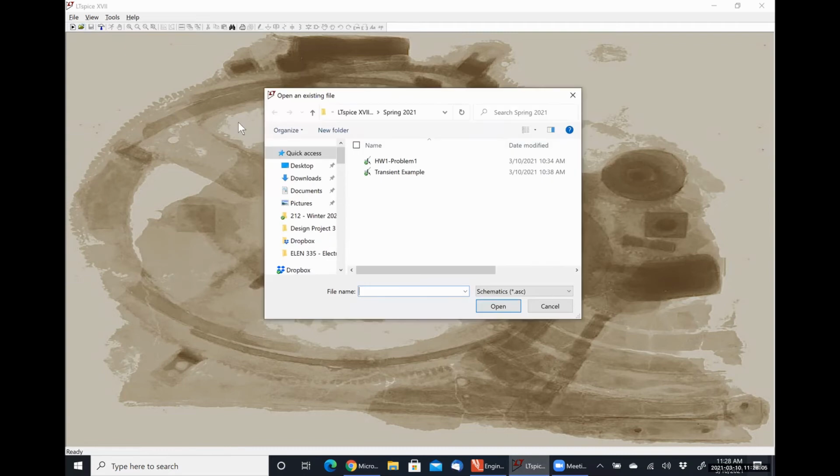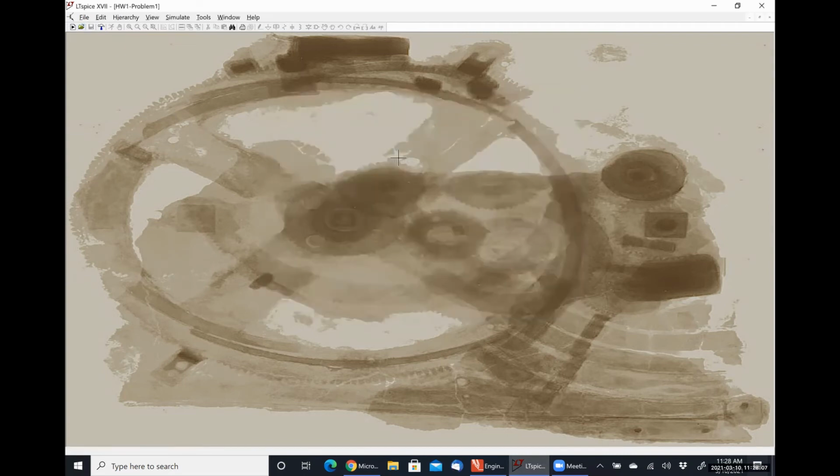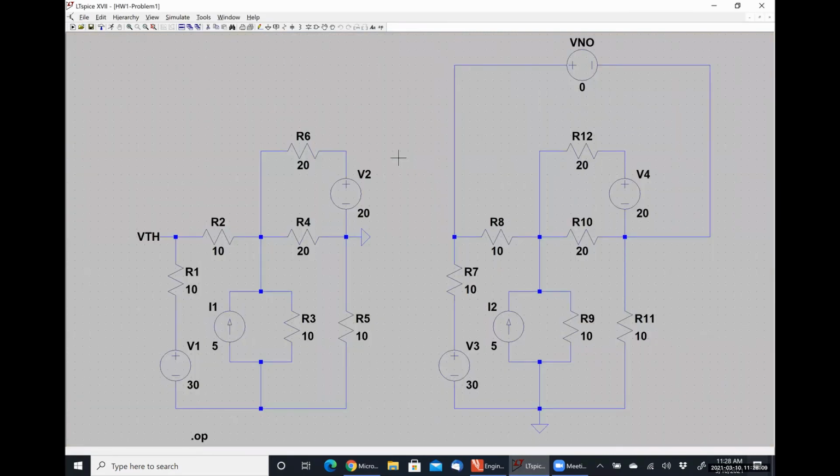So what I have done is I have drawn the schematic diagram for problem 1. I've actually copied it down twice. Okay, so I have all my resistors and all that kind of jazz. A couple of quick things here that we could talk about very briefly about LTSpice.